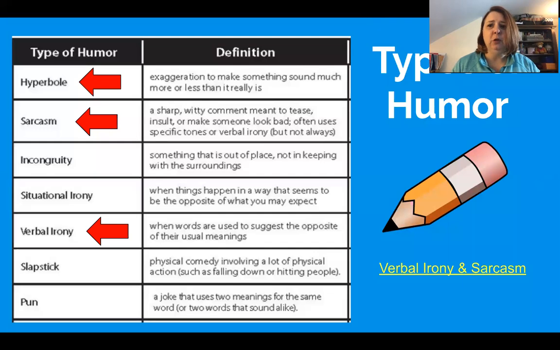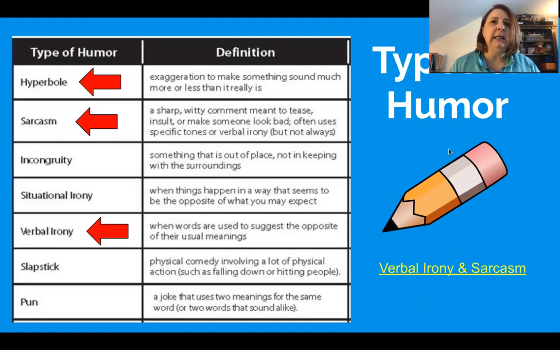Here's a type of humor chart. When you look at this, I have arrows pointing to the 3 types of humor that we're going to be focusing on. Again, I already reviewed hyperbole. Let's look at sarcasm and verbal irony. Well, verbal irony is when words suggest the opposite of the actual meaning. We're going to be watching a video to help us understand this concept a little bit better.